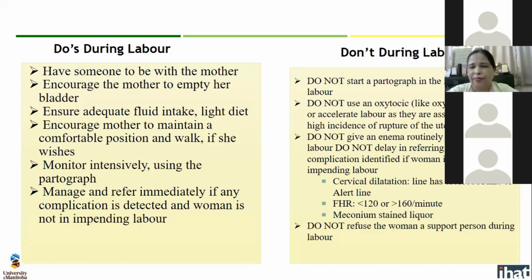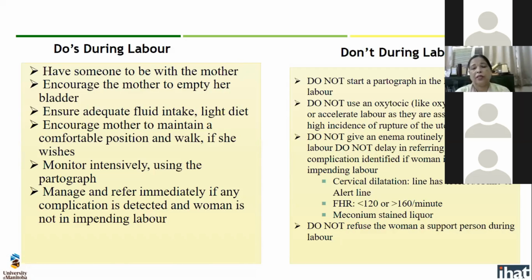Yes, ma'am. Next है, do not give an enema routinely to a mother in labor. Do not delay in referring any complication. ये तो मैम बाद में, पहले तो हमें ये समझना है कि हमें एनिमा नहीं देना है रूटीनली मदर में लेबर के टाइम. ओके. And do not delay in referring any complication identified if woman is not in impending labor. If cervical dilatation line has crossed A line or alert line, fetal heart rate is less than 120 or more than 160 per minute, or meconium stained liquor.